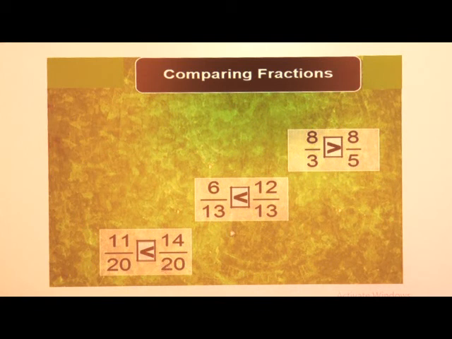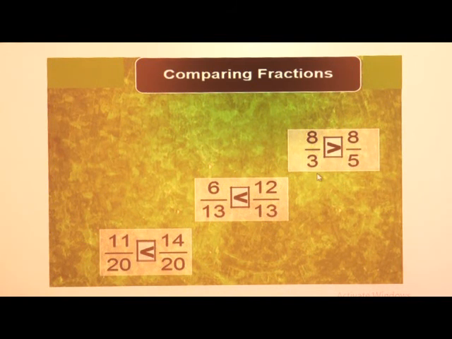So 14 upon 20 is the greater fraction, because we have like fractions. Now another example: 6 upon 13 and 12 upon 13. Again both denominators are the same, so these are like fractions. By comparing the numerators 6 and 12, we find that 12 upon 13 is greater than 6 upon 13. It is very easy when both denominators are equal.